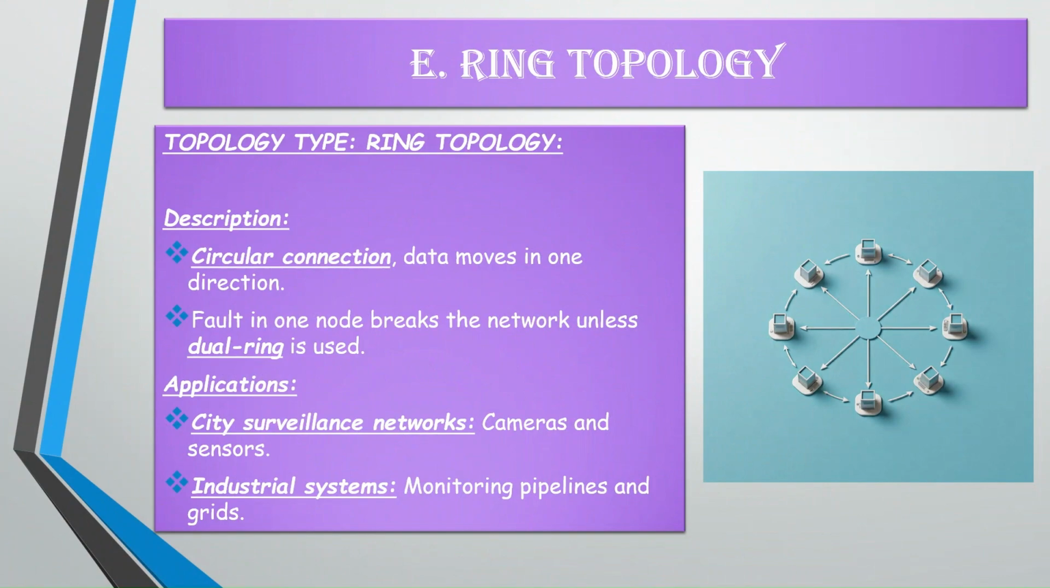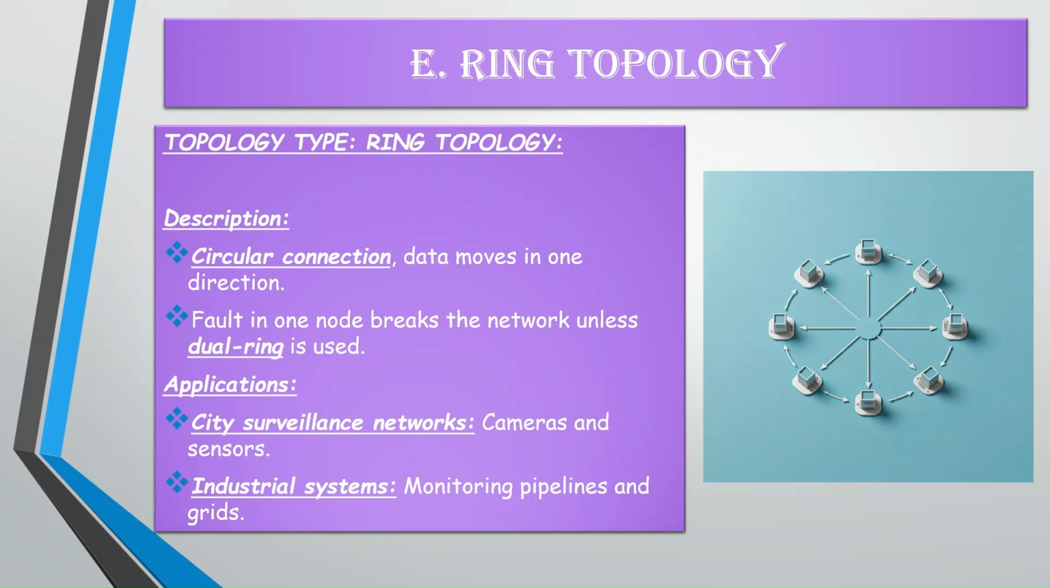Cameras and sensors can be connected in a ring topology to monitor city streets and public spaces. Industrial systems: pipelines and grids can be monitored using sensors connected in a ring topology to detect anomalies and ensure efficient operation. By understanding the ring topology, we can appreciate its advantages and limitations in various IoT scenarios.